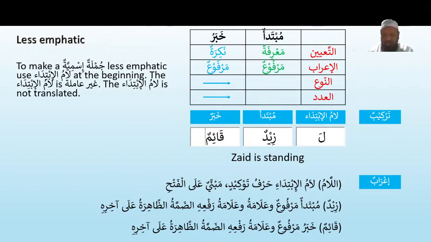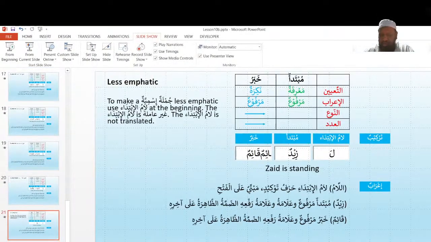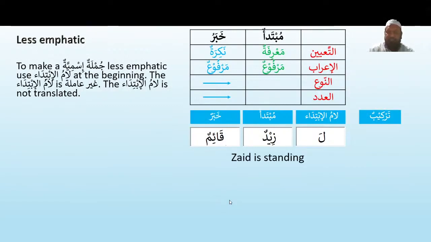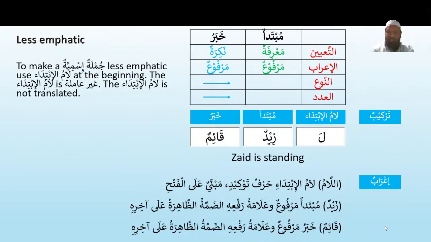زيد مبتدأ مرفوع وعلامة رفعه الضمة الظاهرة على آخره. اللام لام الابتداء حرف توكيد مبني على الفتح. زيد مبتدأ مرفوع وعلامة رفع الضمة الظاهرة على آخره. قائم خبر مرفوع وعلامة رفعه الضمة الظاهرة على آخره.